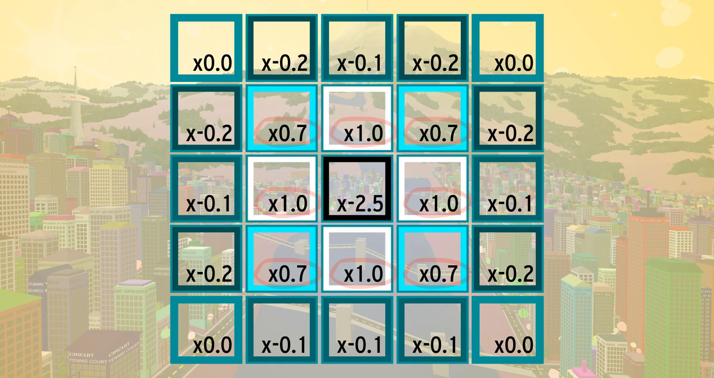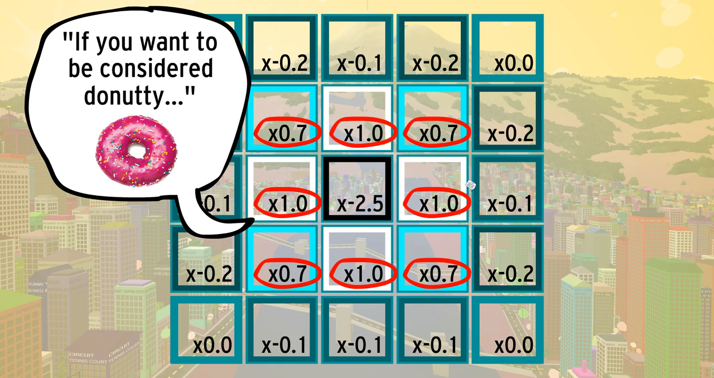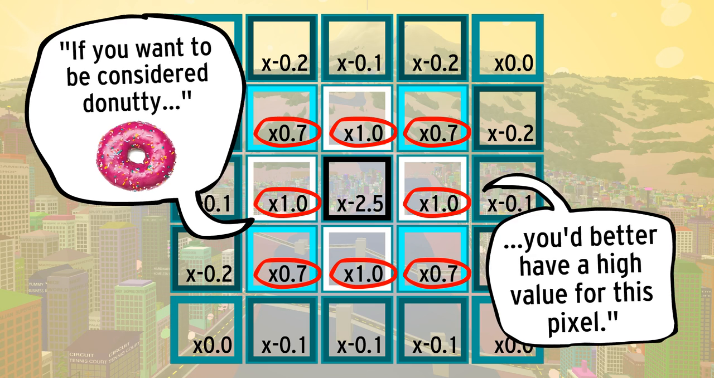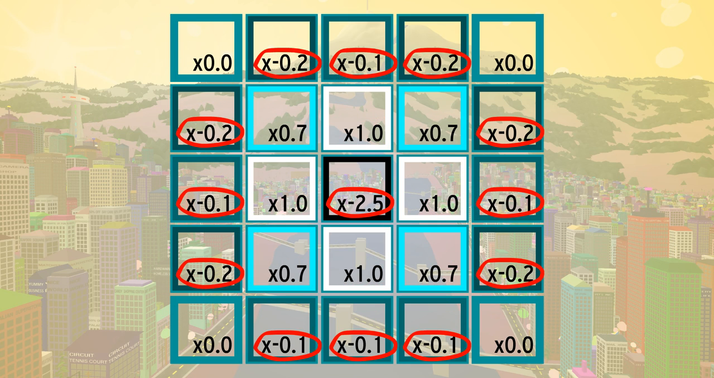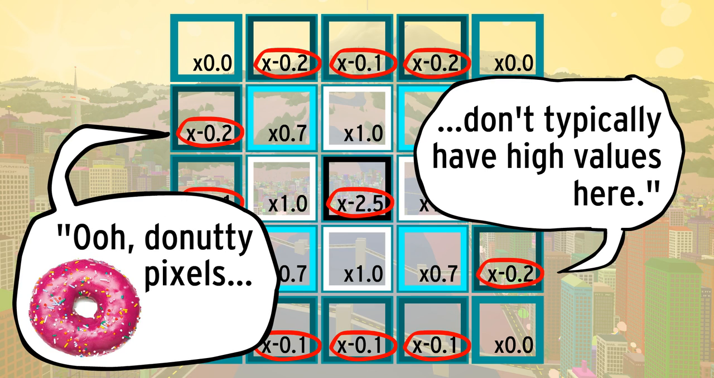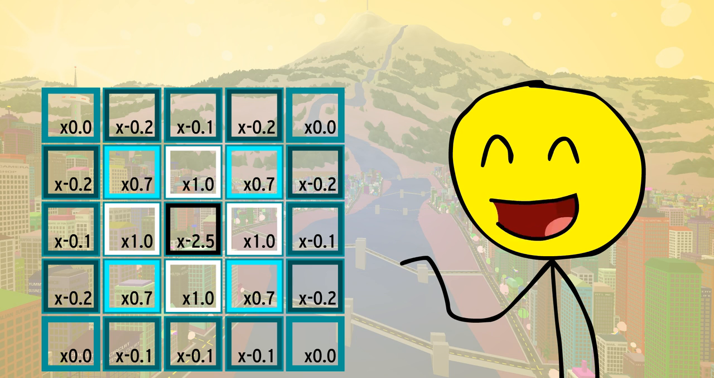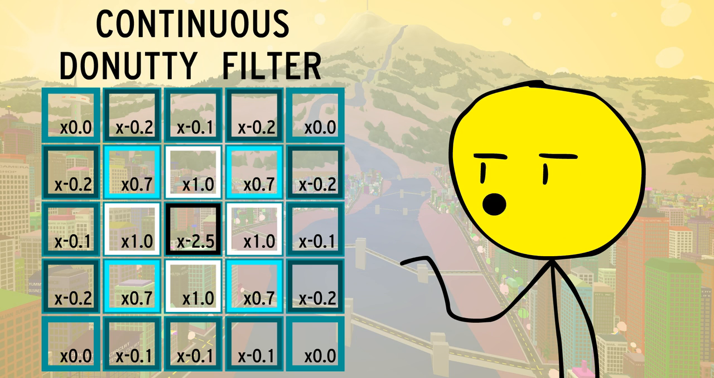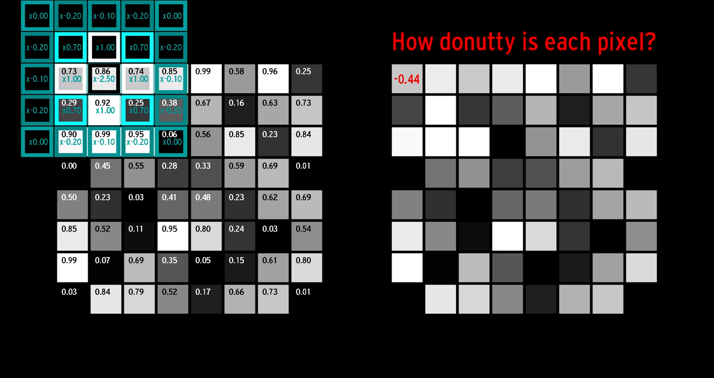You can think of the positive multipliers as if they're saying, if you want to be considered donutty, you'd better have a high value for this pixel. And the negative multipliers, like they're saying, ooh, donutty pixels don't typically have high values here. In the end, we can apply this continuous donutty filter to every pixel of the image.